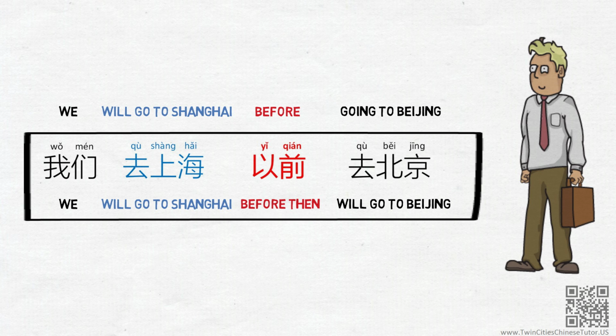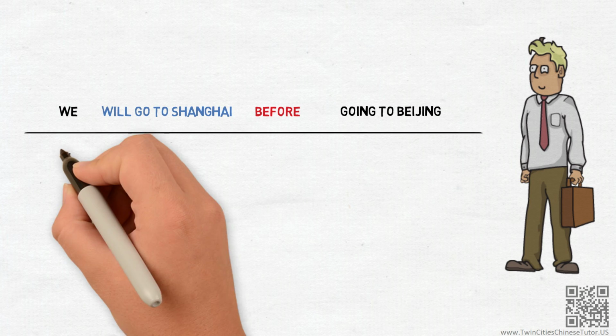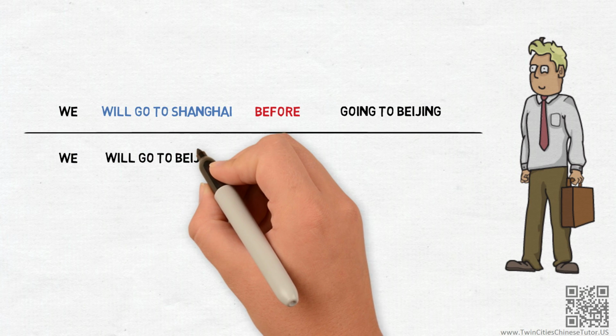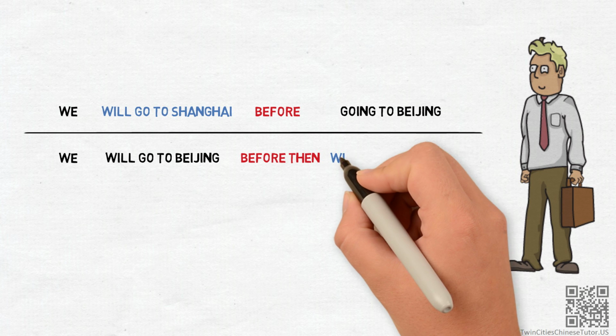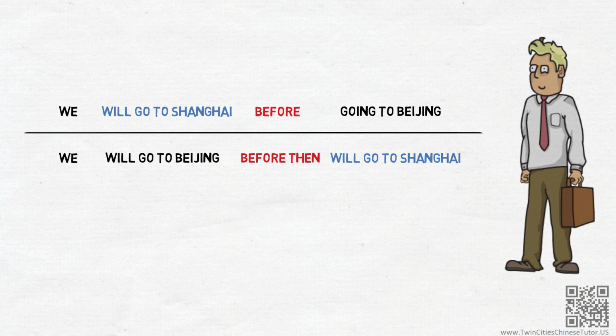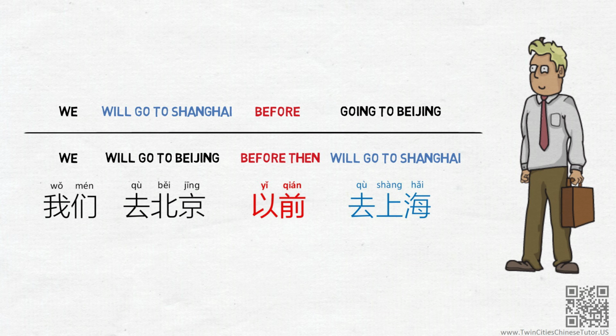So the correct way of saying what he meant is to switch the order of the information and say it as we will go to Beijing and before then we will go to Shanghai. Or in Chinese, 我们去北京以前去上海. Here are some more examples.